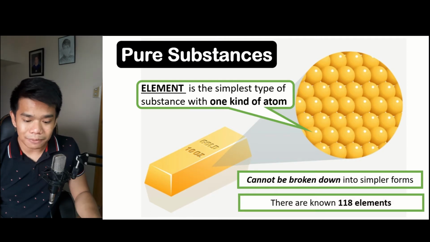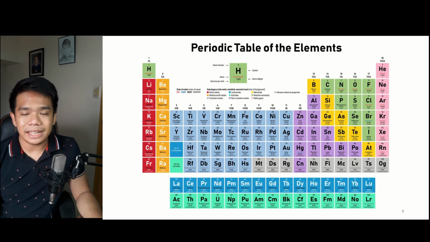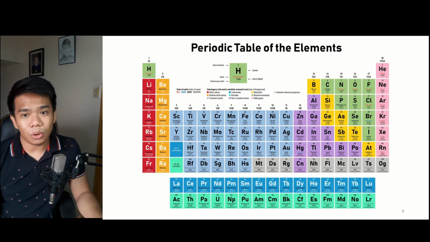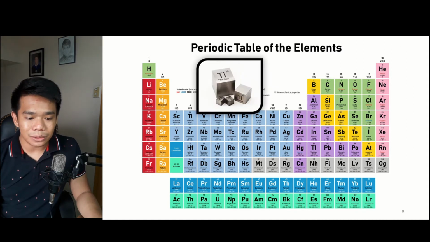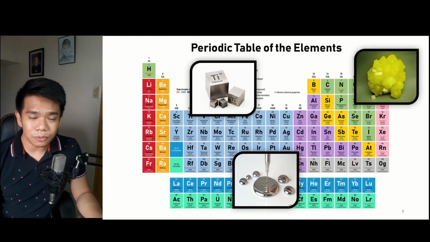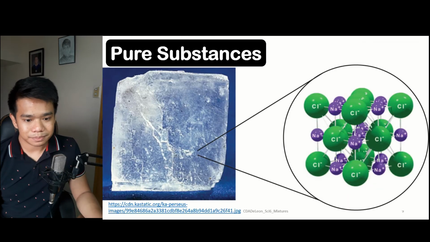And we also have 118 known elements, which are represented in the periodic table of elements. Now, in the periodic table of elements, elements can be classified as either a metal or a non-metal. So, metals include titanium or mercury, or it can be non-metals such as sulfur, together with other gases such as hydrogen and oxygen.